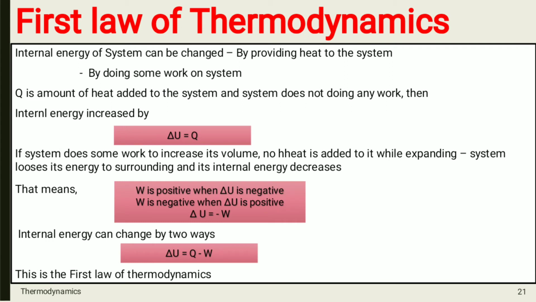Now we have seen this earlier also, that the internal energy of the system can be changed by providing heat to the system or by doing some work on the system. So Q is the amount of heat added to the system, and if the system is not doing any work, then internal energy is increased by delta U is equal to Q. This means what? Delta U is the symbol of change in the internal energy.